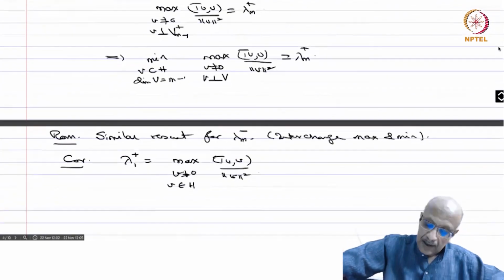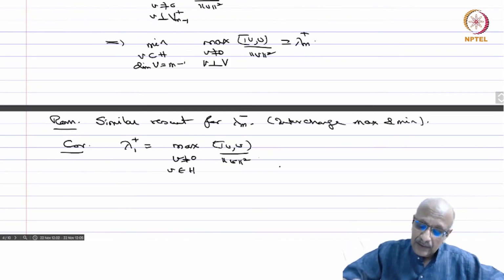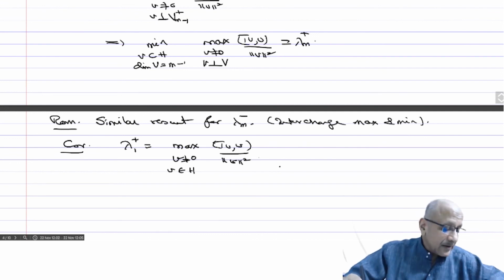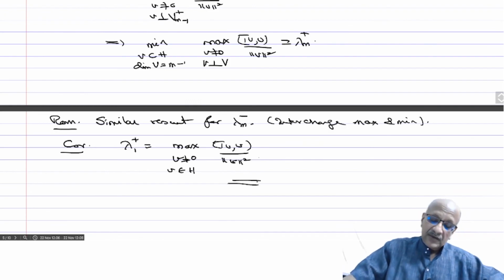And this is a very useful thing, because you get directly a maximization problem which you want to solve for the first eigenvalue, and therefore you can find it. So we will wind up with this, and then we will do the exercises.